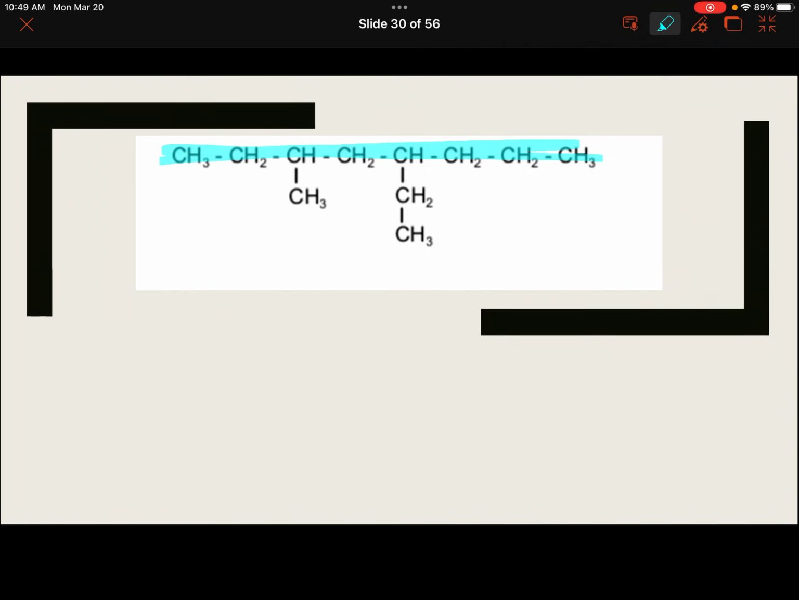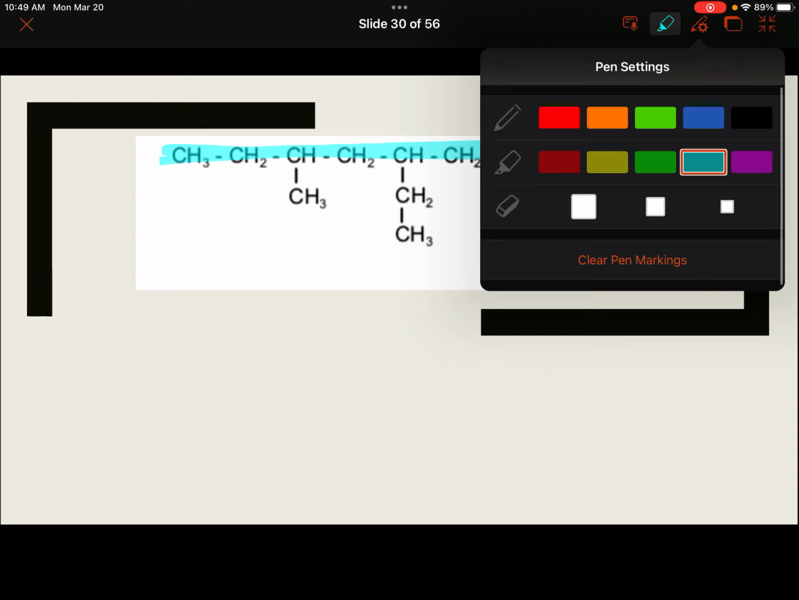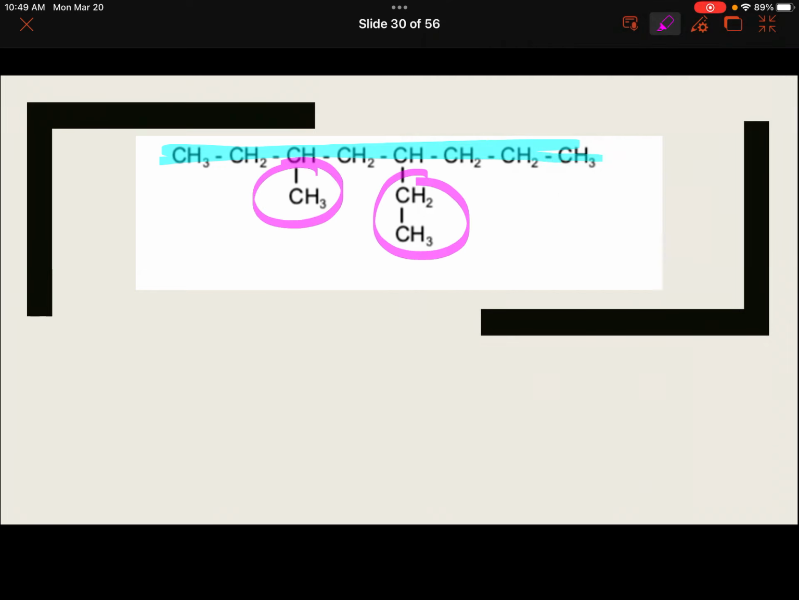So in this example here, we're going to re-highlight everything so we have it. This is our parent chain. We have our substituent groups. Now we have our numbers, 1, 2, 3, 4, 5, 6, 7, 8. Now based off of this, we have our ethyl and we have our methyl. We're going to number it and name it.